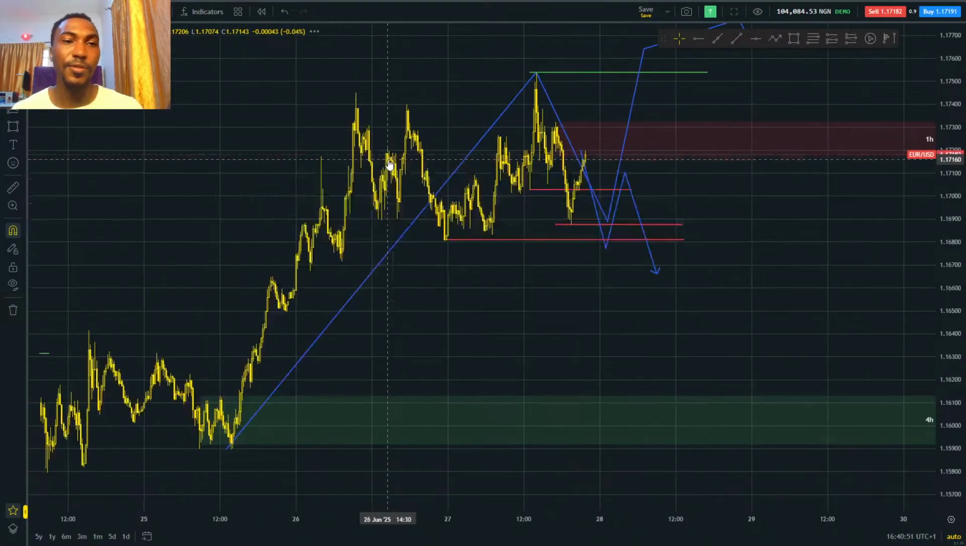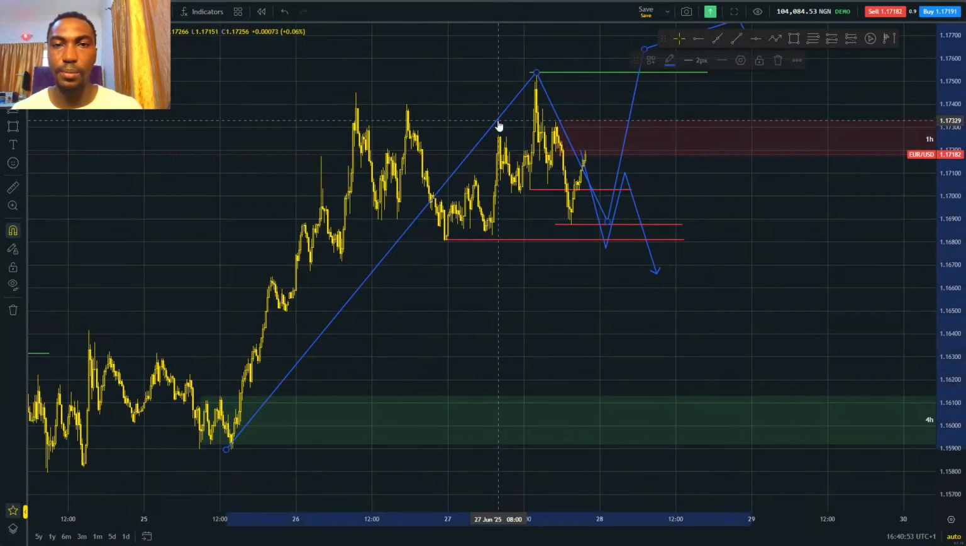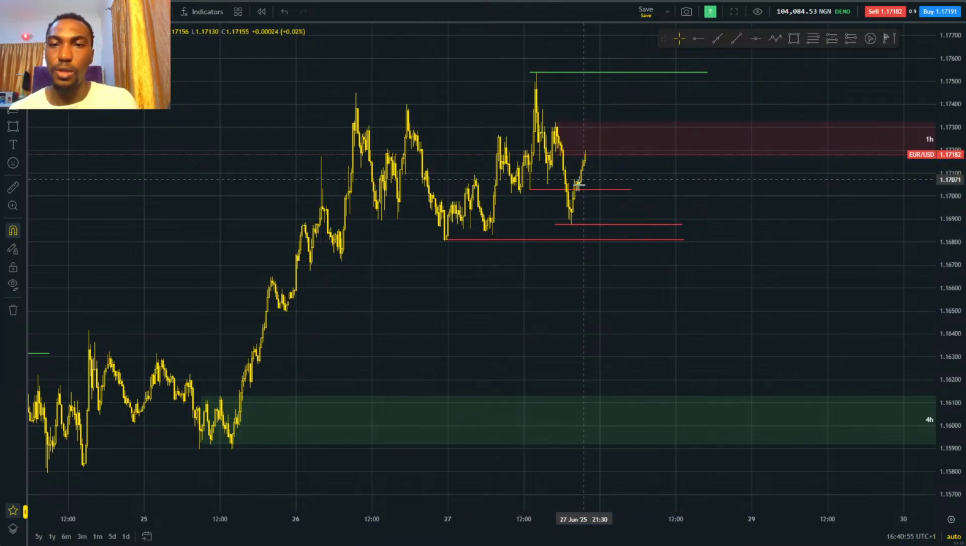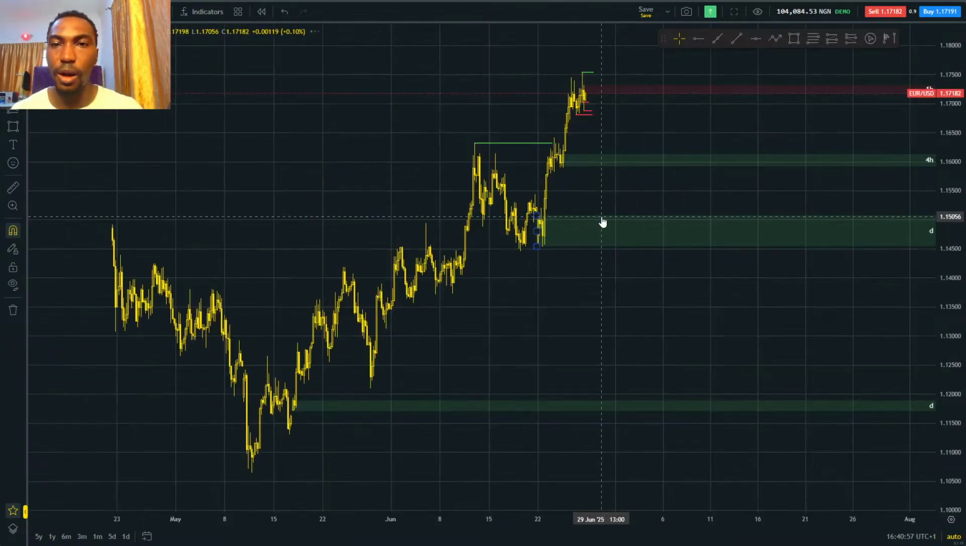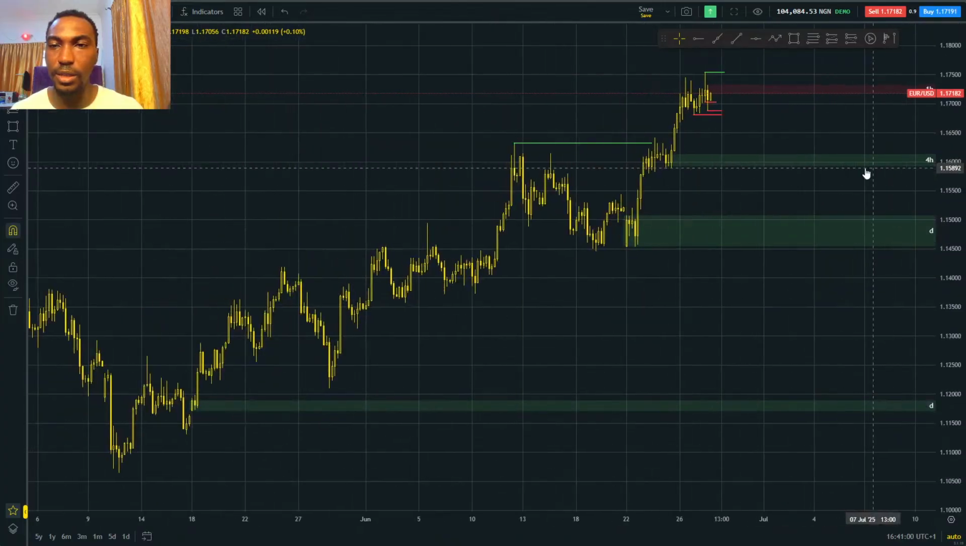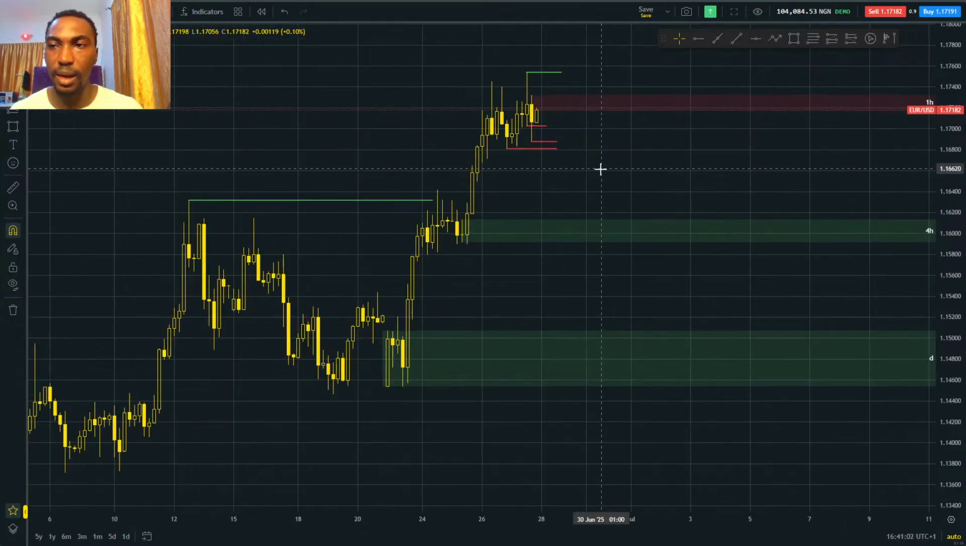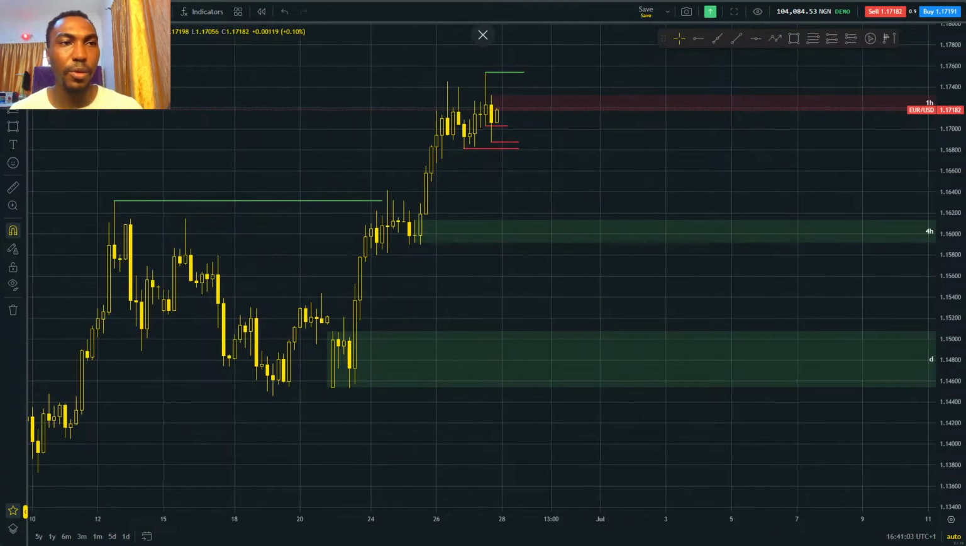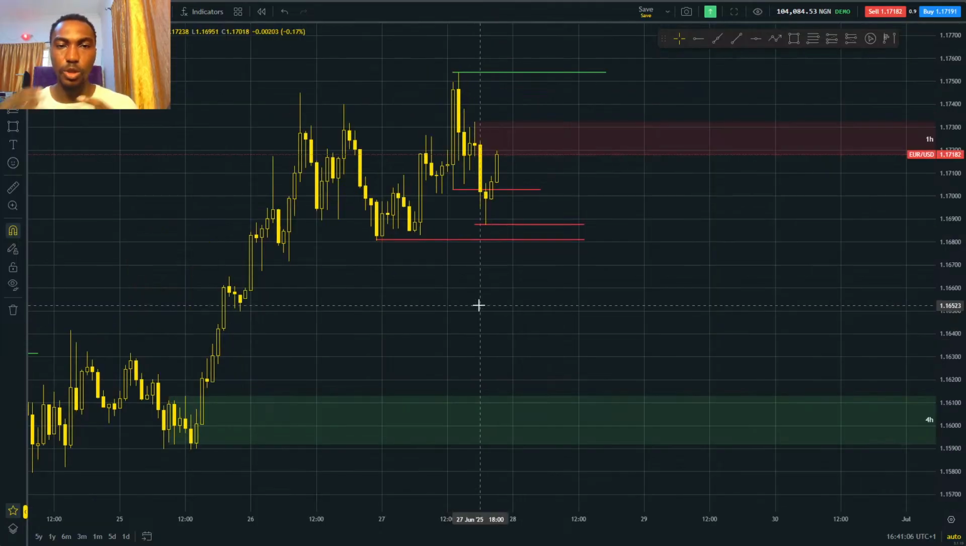So I think this is as far back as I can go for the euro US dollar. And I really like the 4 hour setup. It is very easy to pick up. It's clear, though the 1 hour makes it more intuitive, a lot more information to give.